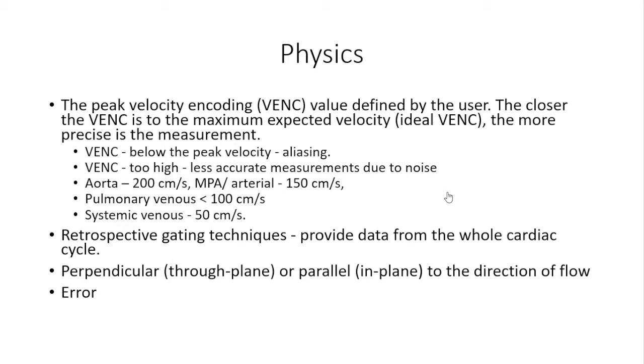So we usually enter the VENC as 200 cm per second for aorta, 150 centimeter per second for MPA and other arteries, 80 to 100 centimeter per second for pulmonary veins, and 50 centimeter per second for systemic veins.